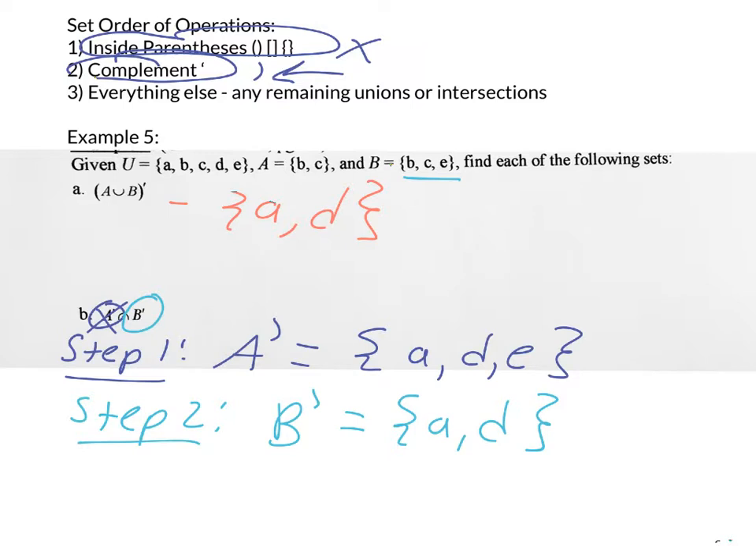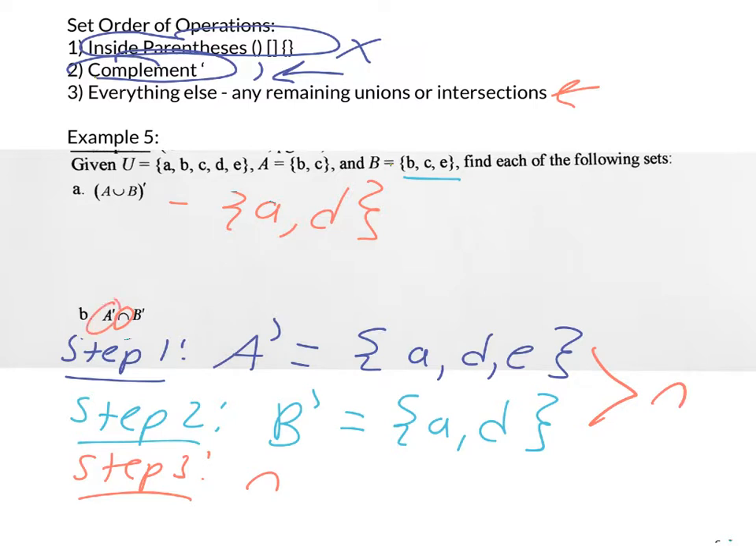All right, so now we go back. After each step, we constantly go back to the original question to see what operations are left. So we did A complement, we did B complement. Now we're on step 3, everything else. The only thing left is an intersection symbol in the middle there of those complements. We're going to intersect our answers from steps 1 and 2.